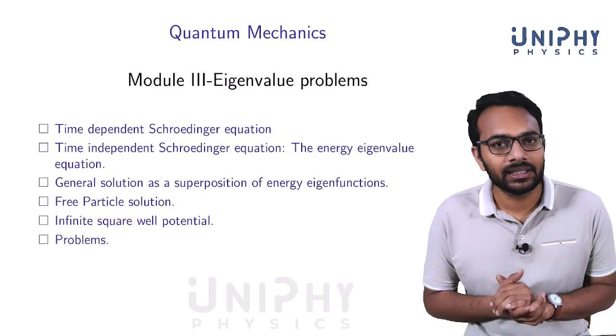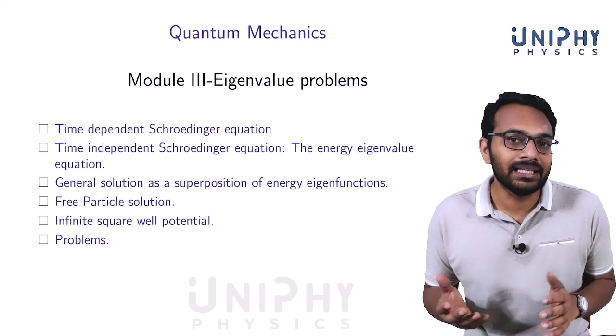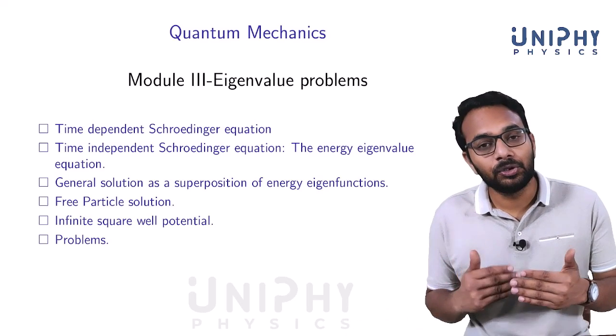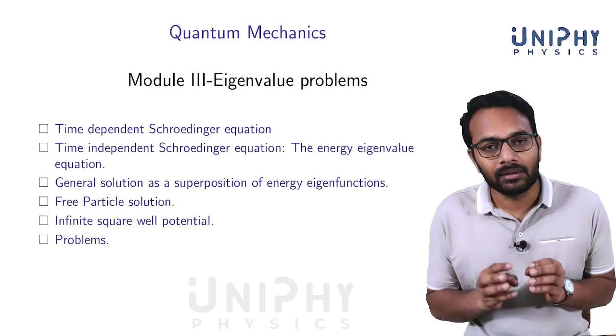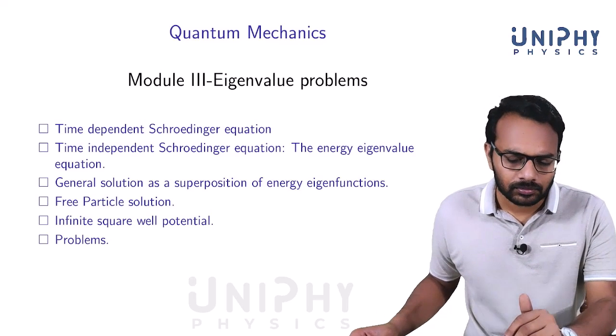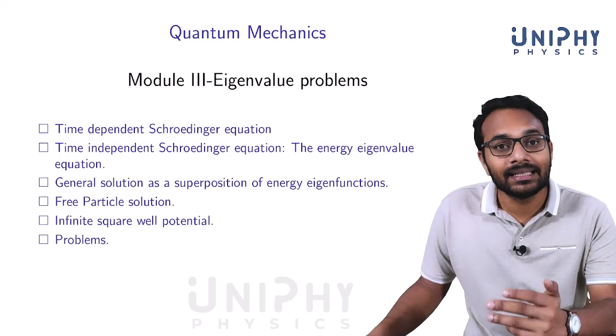There are simplifications possible. One such simplification is that if the potential is time independent, if the potential does not change with time, then we can have two parts. We can separate the solution into two parts, one part depending on time and the other part depending only on space. We'll see that we'll get two equations, and one of them is an energy eigenvalue equation.